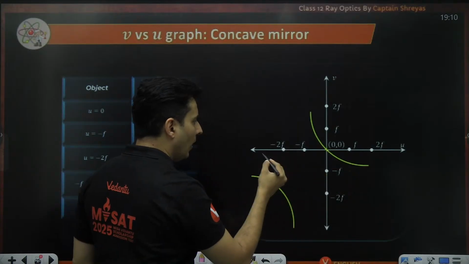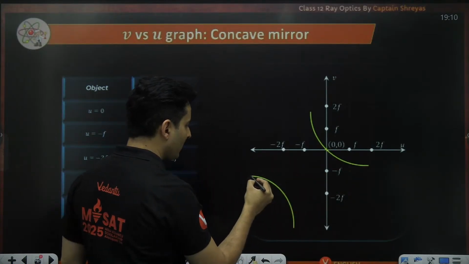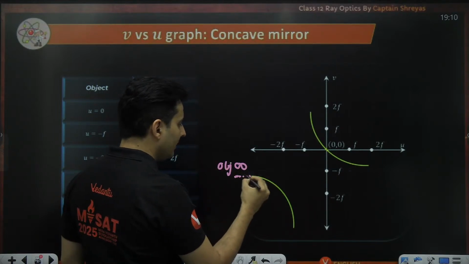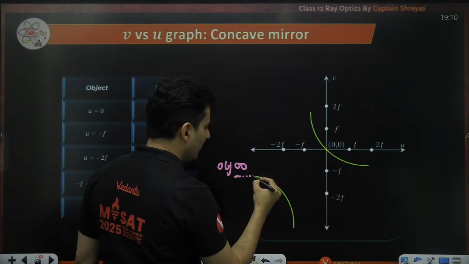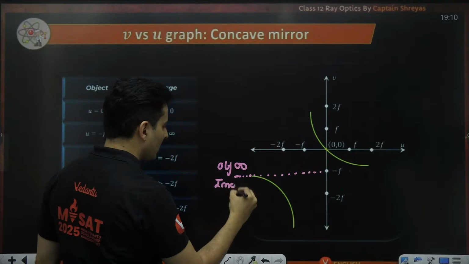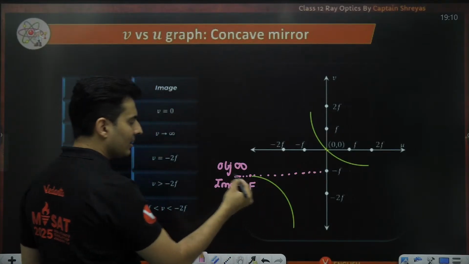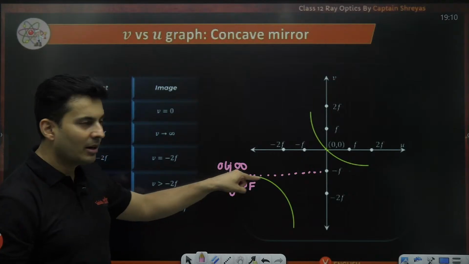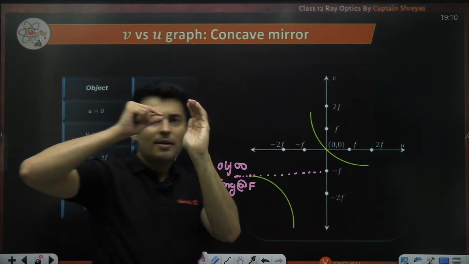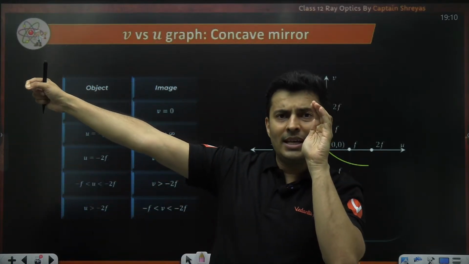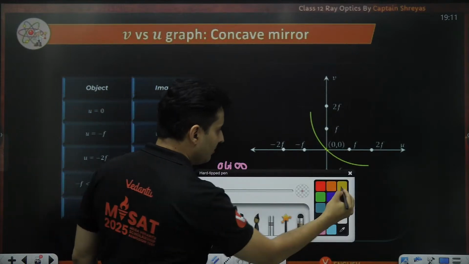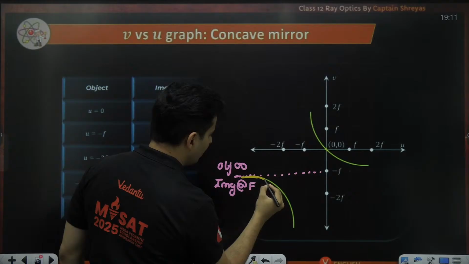When the object is at infinity, where is my image being formed? The image is formed at the focal length. Kind of makes sense. That is why it becomes like an asymptote over here. When the object distance is negative infinity, that means you are very, very far away, and the image is formed at minus f. So that is why the graph becomes like an asymptote over here.